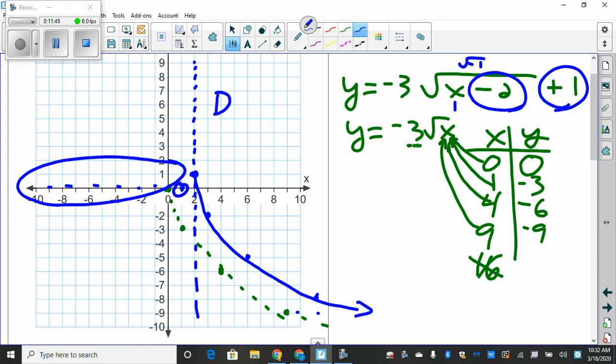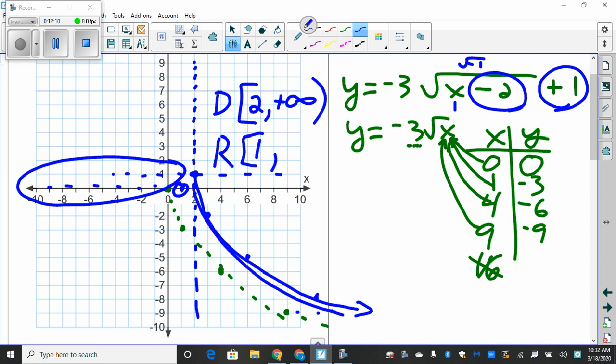So my domain of this problem would be starting at and including 2 and going all the way to positive infinity. My range of this one, again, that would be this way around, right? I do use negative or positive 1, and it will go all the way down to negative infinity.